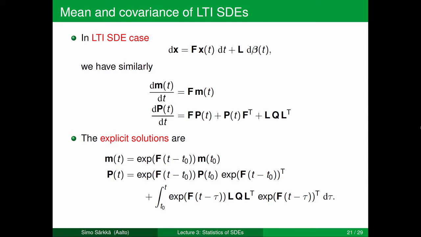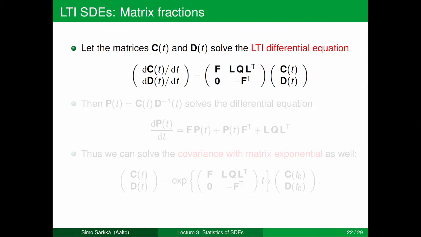This linear time invariant case is very important in the applications, and for that reason it deserves some separate treatment. We will notice that the mean equation is quite simply solved using the matrix exponential function given here. But the covariance equation still involves the integral, so it's not an explicit representation of the solution in the sense that we have for the mean. But what helps us here is something called the matrix fractions method.